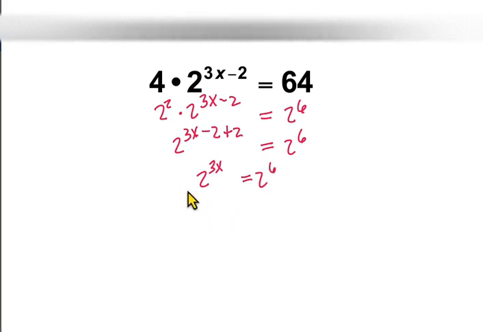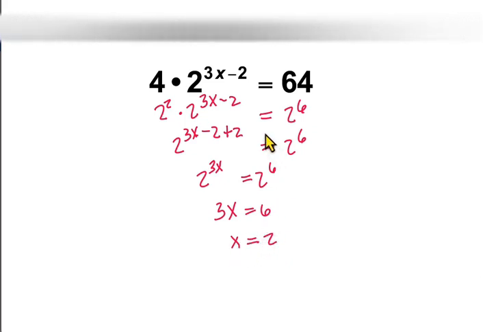Notice that with this form of the equation, both terms have the same base, 2. When you have an equation like this, simply create a new equation with just the exponents. So we get 3x equals 6. Dividing both sides by 3, we get x is equal to 2.